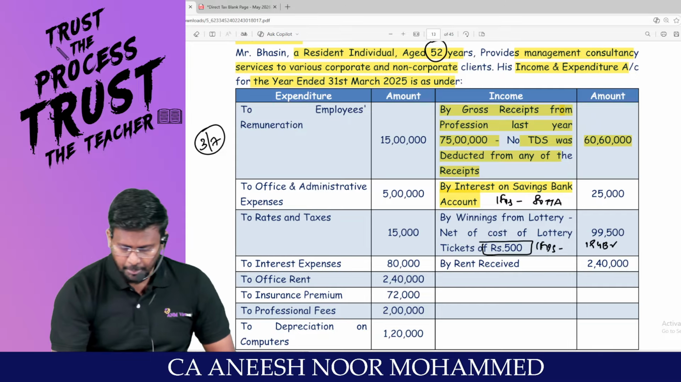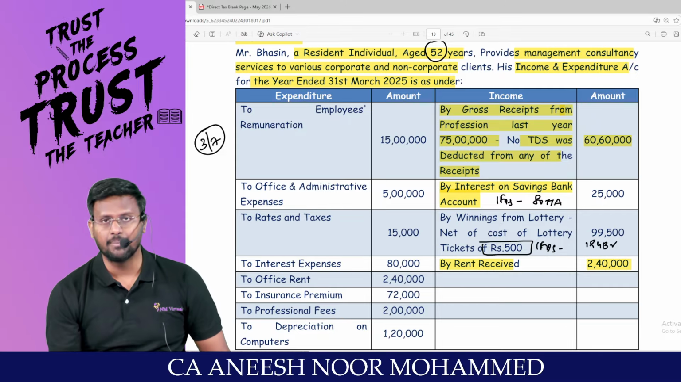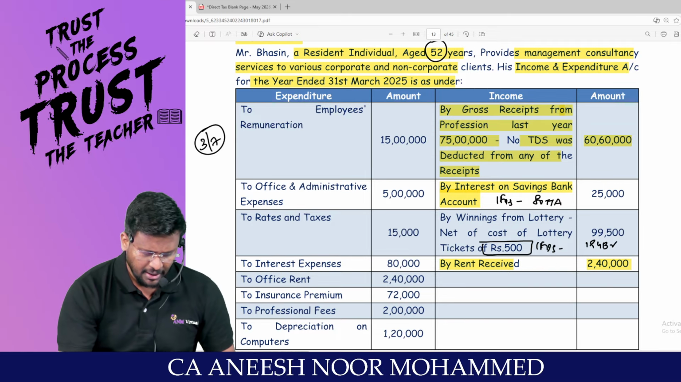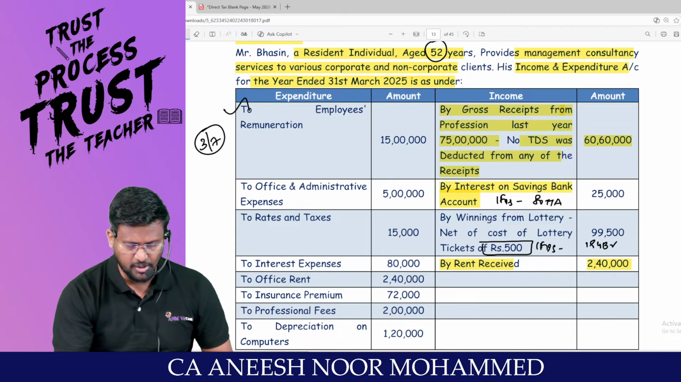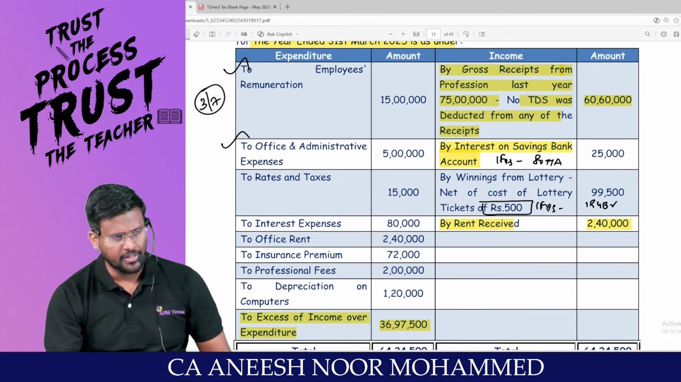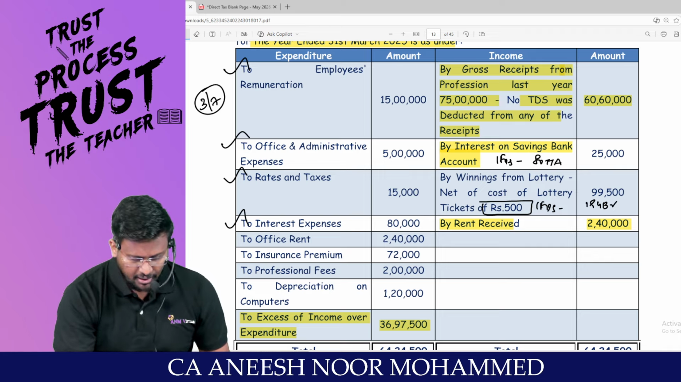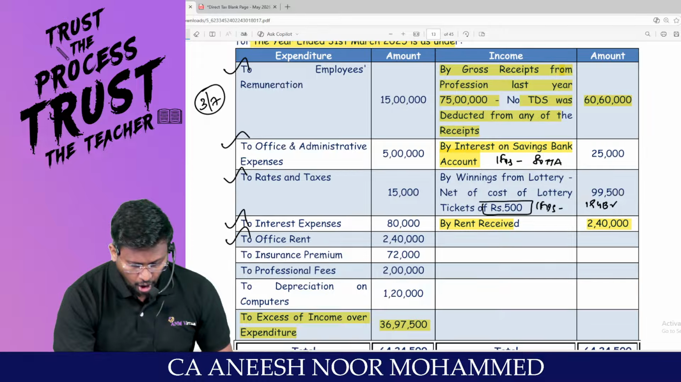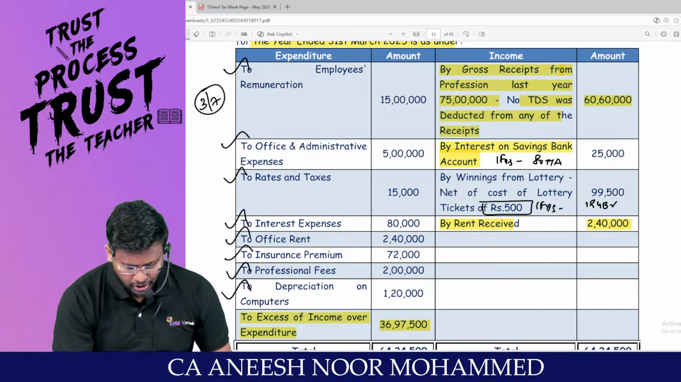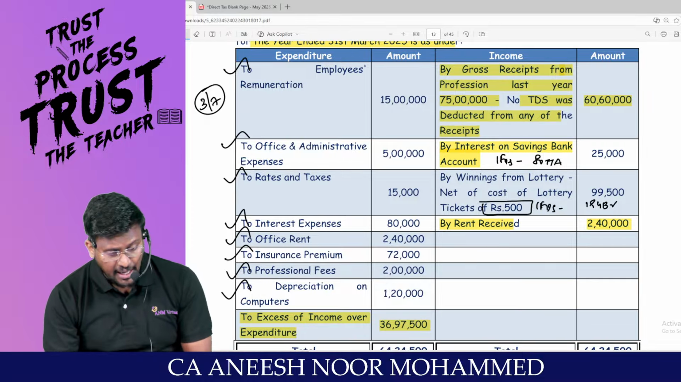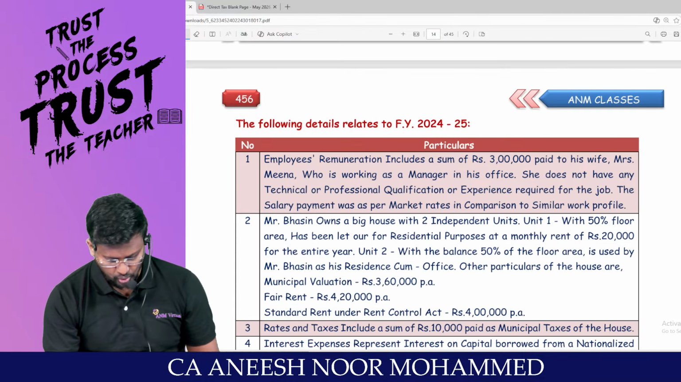Rent received is purely IFHP income. It's an impurity for PGBP; remove it from PGBP and show it under IFHP. Employees remuneration, purely business expenditure. Office and administrative expense, business expenditure. Rent and rates, business expenditure. Interest expenses, business expenditure. Office rent, insurance premium, professional fee, depreciation on computer, everything is prima facie allowed business expenditure. But I have to read the notes.